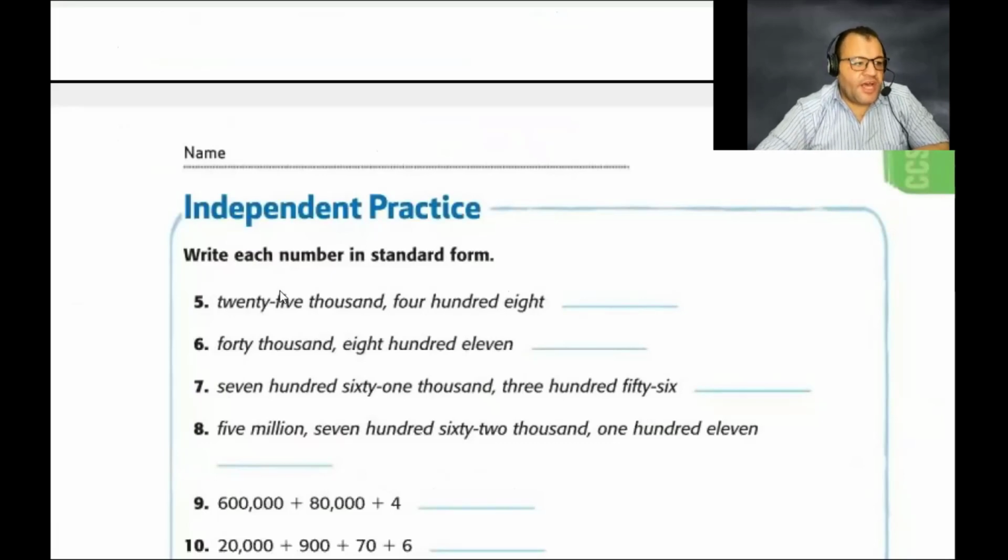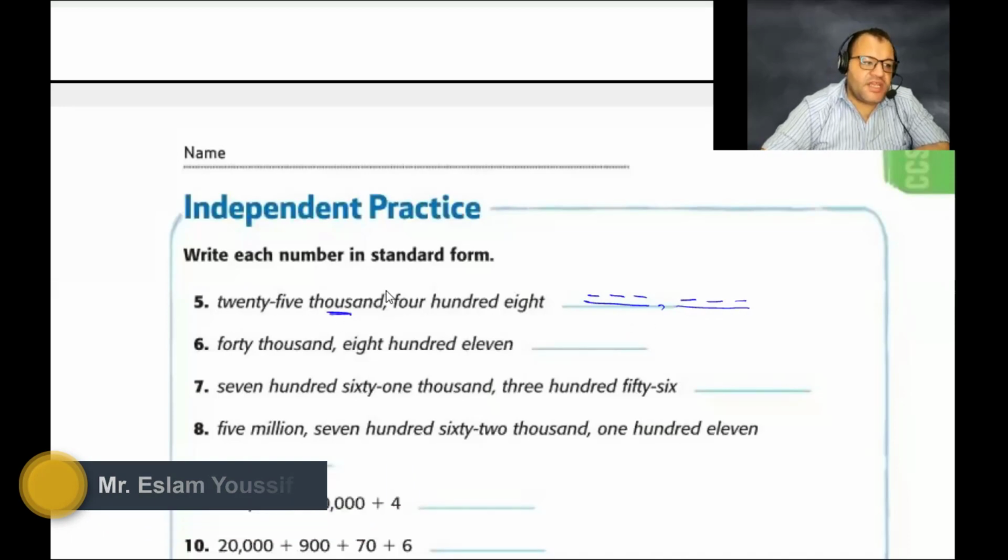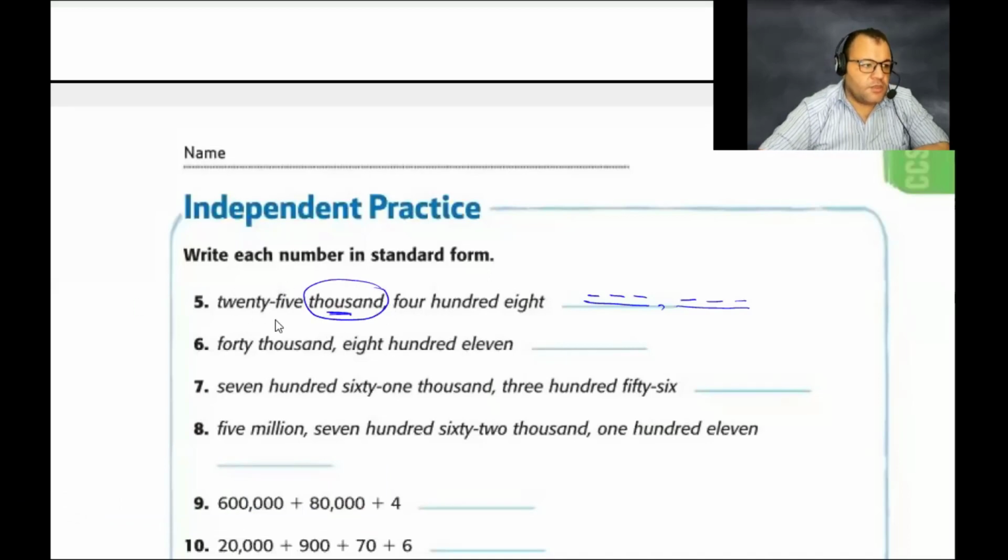So at first, read the number. We have 25,408. The period that we have is thousands. So how many periods do we have? We have thousands and ones. Each period is formed from 3 digits. 1, 2, 3. So what is the number that will be written in the thousands place? We have 25. We have 5 in ones, 2 in tens, and there is no number in hundreds. So we will write 5 here and 2. Then we have 408. It will be written in the ones period.